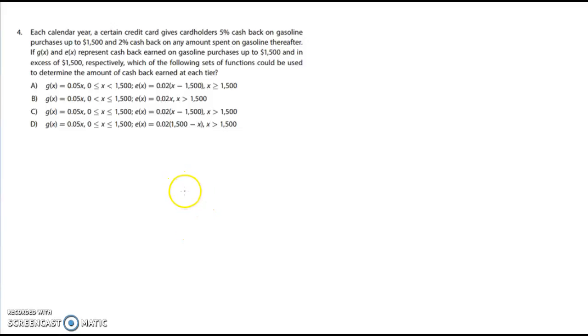Continuing on with our practice of some SAT function questions, let's take a look at this one. Okay, so we have this long list here. Each calendar year, a certain credit card gives cardholders 5% cash back on gasoline purchases up to $1,500 and 2% cash back spent on gasoline thereafter. And then they define the g function, g of x, and the e function.